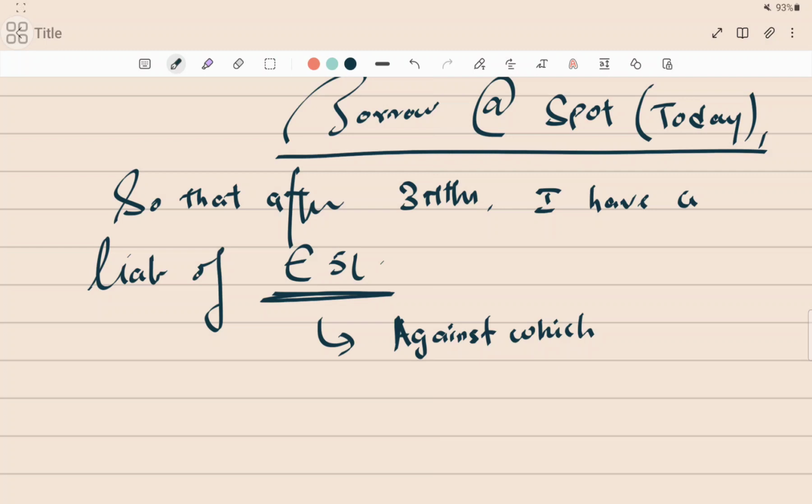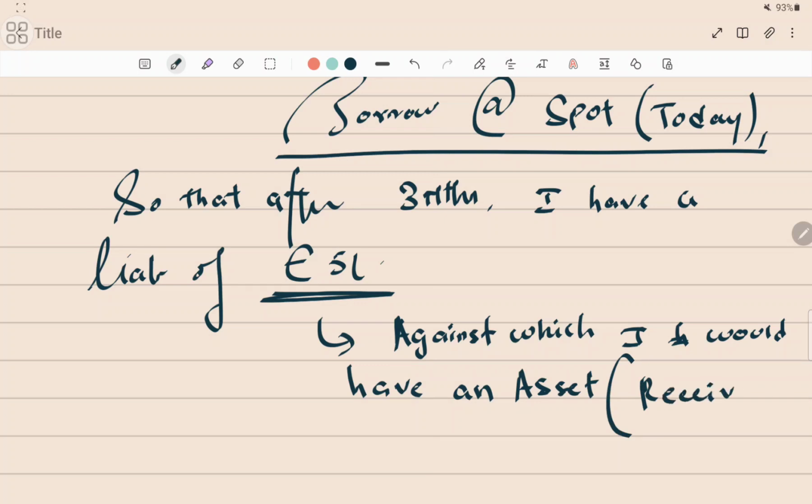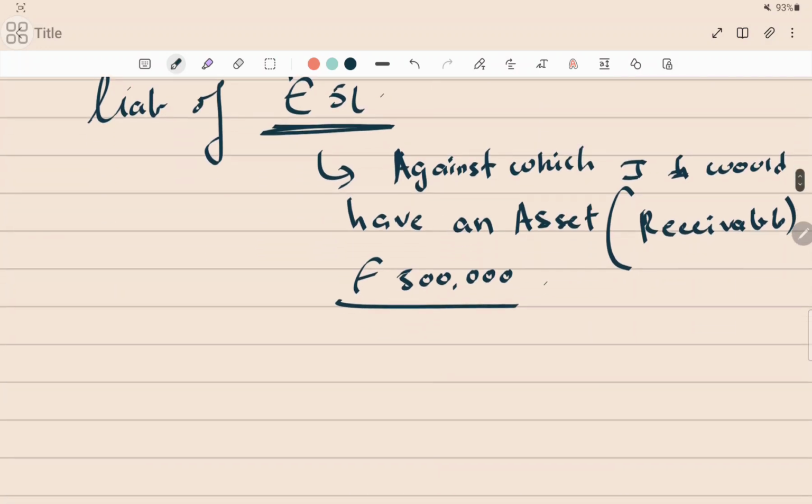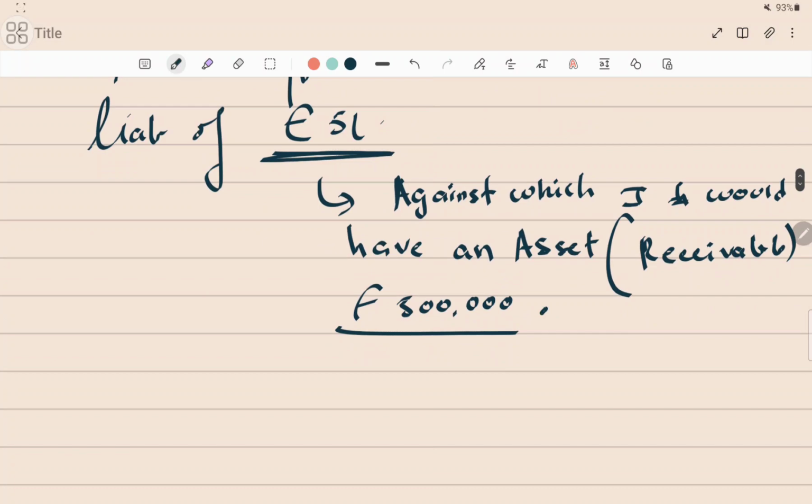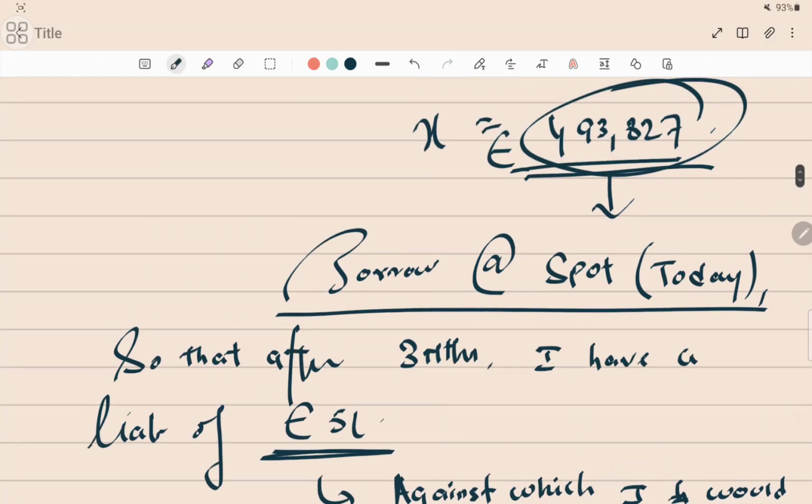I'm entering into an opposite contract, which is borrowing today, so against which I would have an asset, that is receivable 5 lakh pounds exactly. Okay, now this is part 1. So I have borrowed 4,93,827 pounds today.